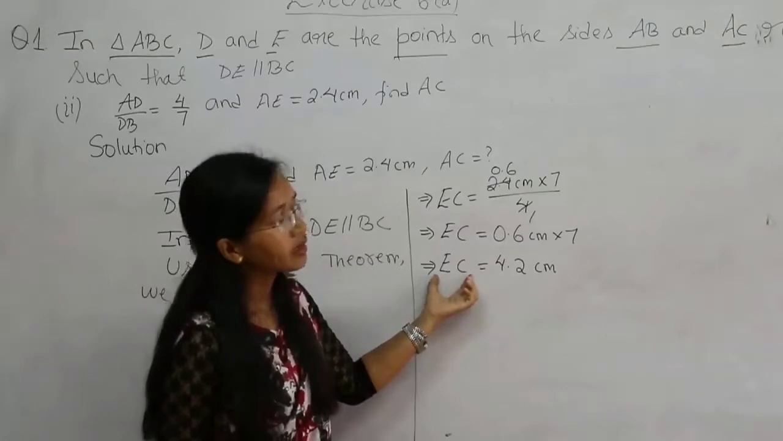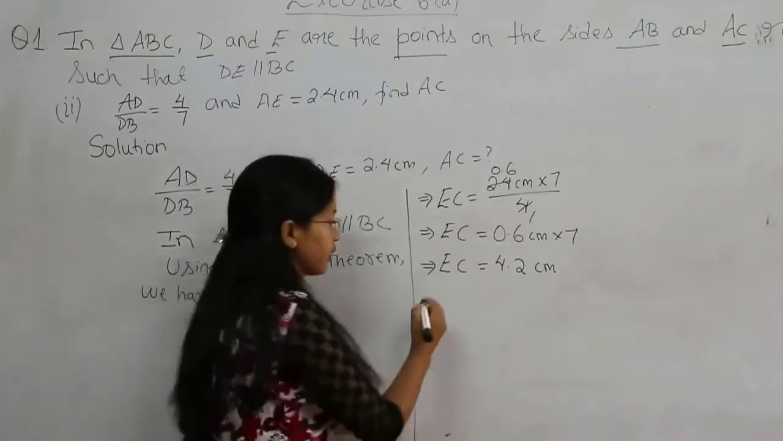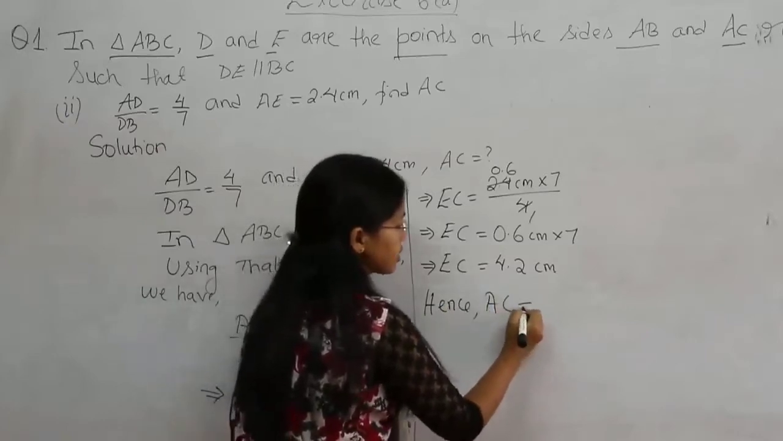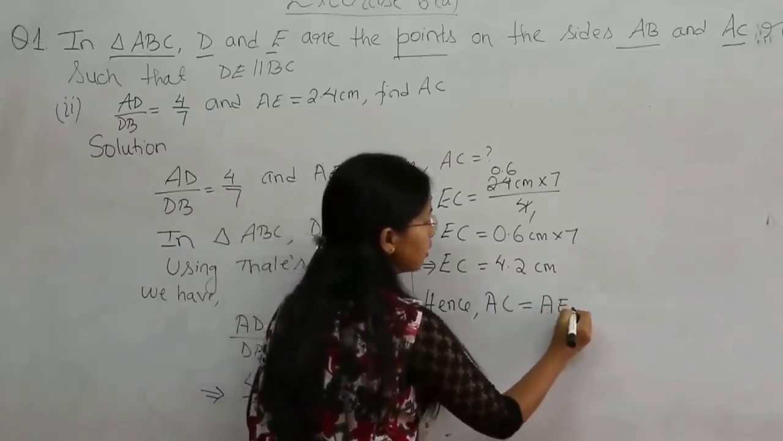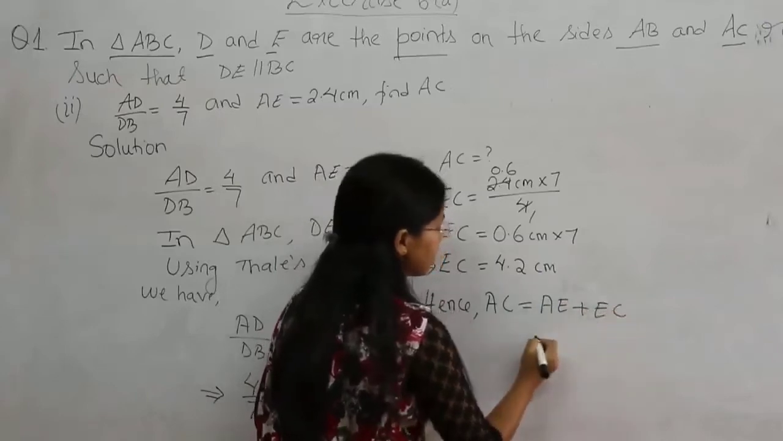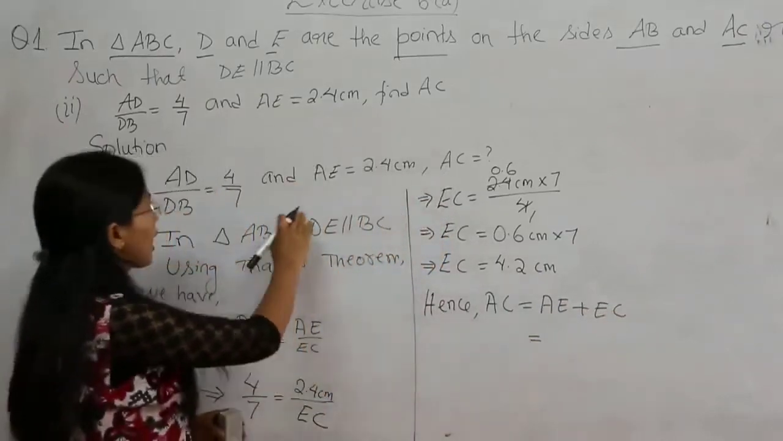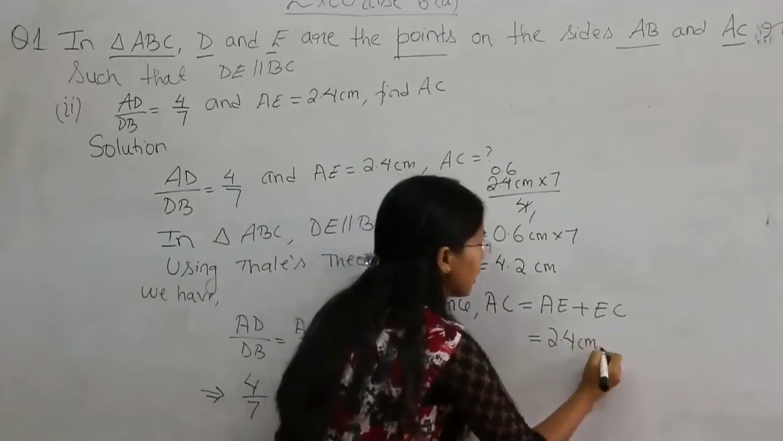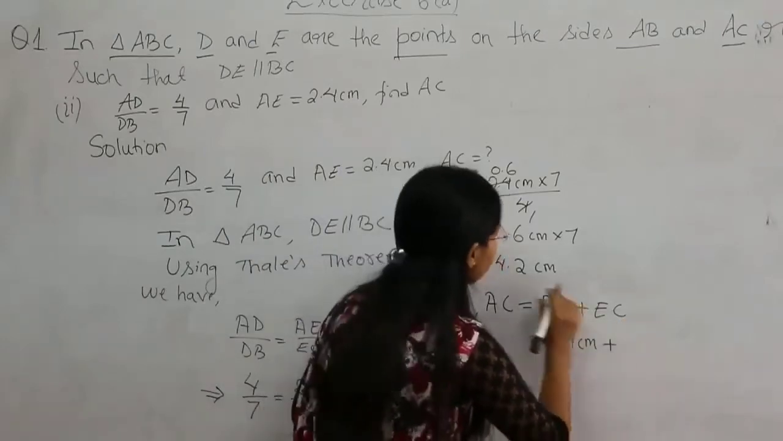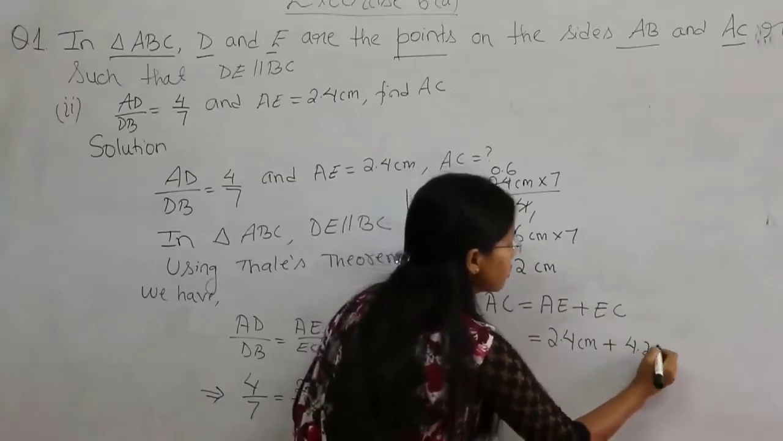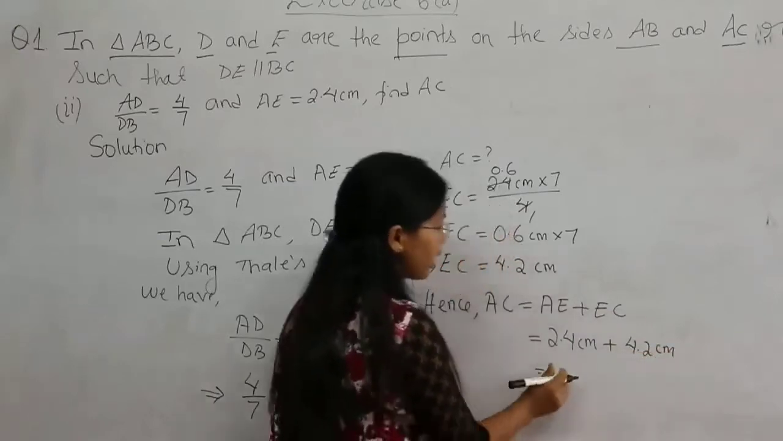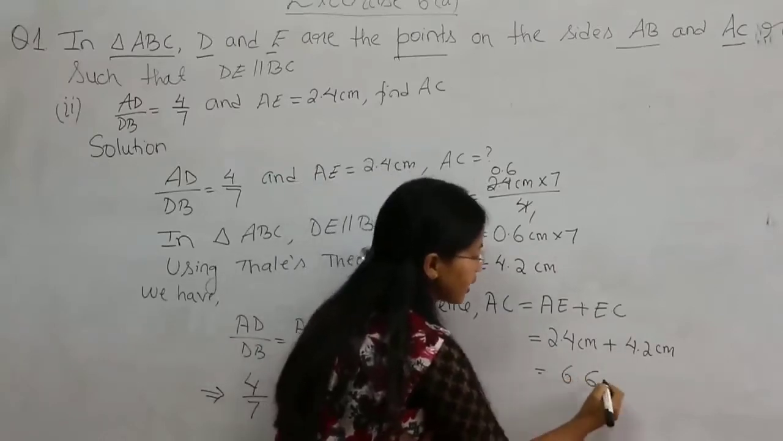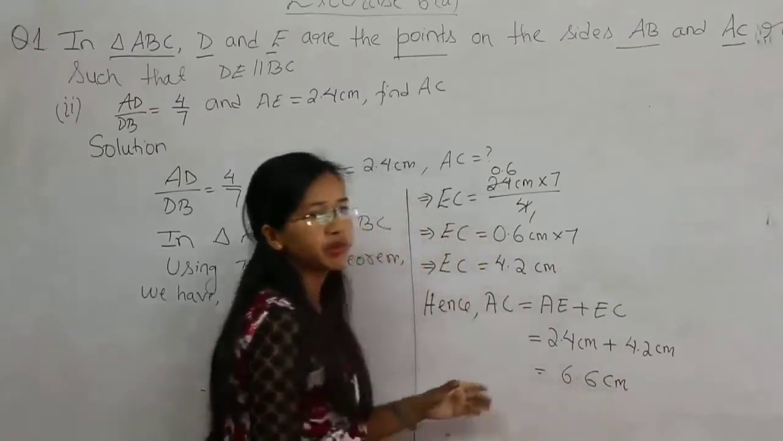Hence we can get the value of AC. Here what will be our AC? Hence AC is equal to AE plus EC. That is, AE we have 2.4 centimeter and then EC we have 4.2 centimeter. When we add these two, 4 plus 2 will get 6, 2 plus 4 again 6, we will get 6.6 centimeter.